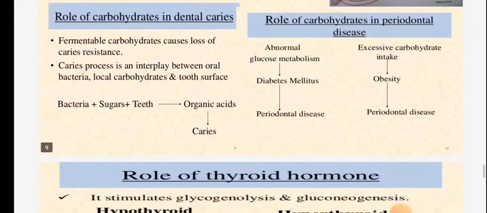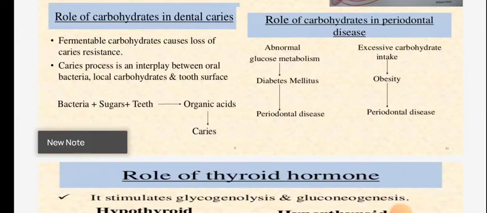Then basically the role of carbohydrates in dental caries. Fermentable carbohydrate causes the loss of caries resistance, through the interplay between oral bacteria, local carbohydrate, and the tooth surface. So bacteria plus sugar plus teeth, organic acid develops, and caries develops. Then the role of carbohydrate in periodontal disease. Abnormal glucose metabolism causes diabetes mellitus, and periodontal disease is there. Excessive carbohydrate intake leads to obesity and periodontal disease. So mainly due to sugar, obesity, and diseases of the eyes are developing.